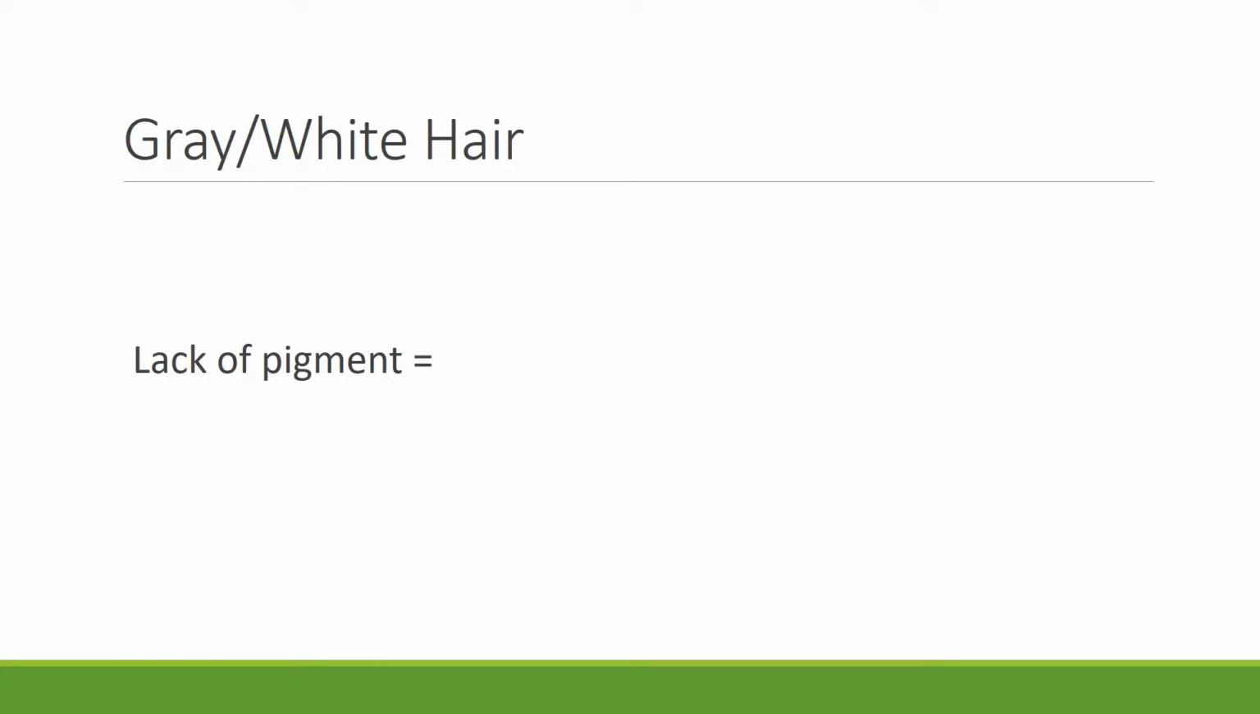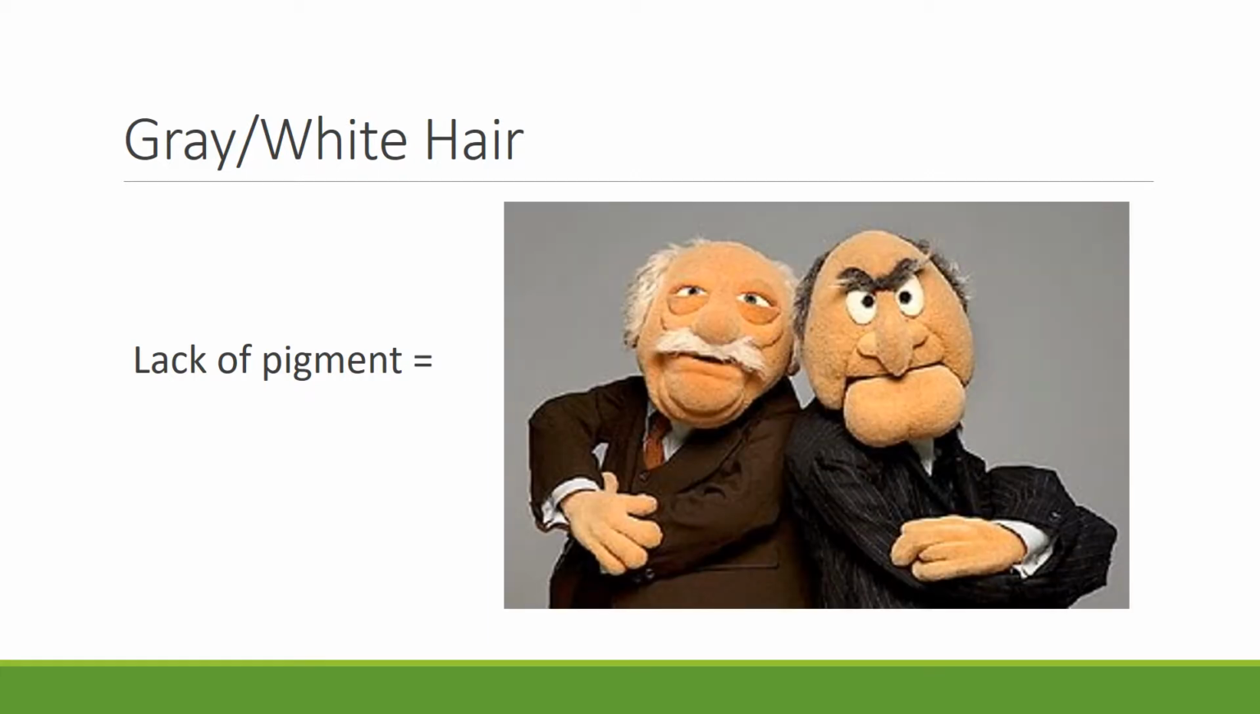Gray, white, and salt and pepper hair are not caused by certain combinations of pigment, but rather by the lack thereof. As we grow older, our body produces less and less melanin, resulting in gray or white hair as we age.